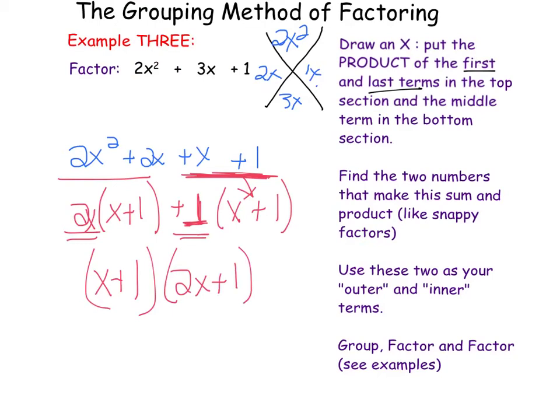And of course, double check. x times 2x is 2x squared. x plus 2x gives me my original 3x, and 1 times 1 gives me 1.